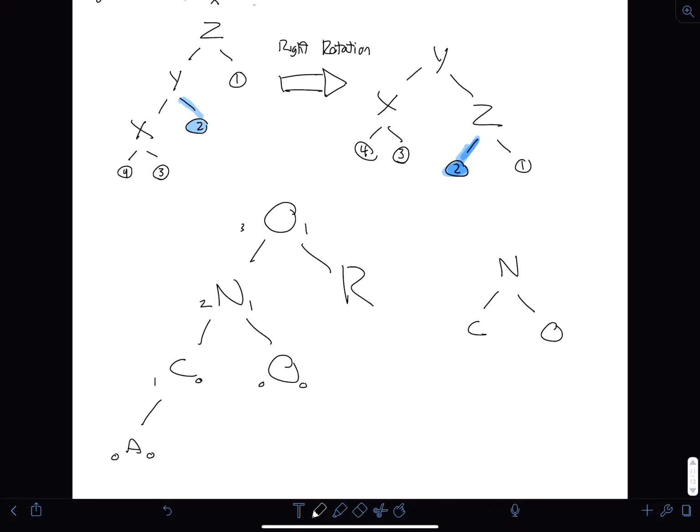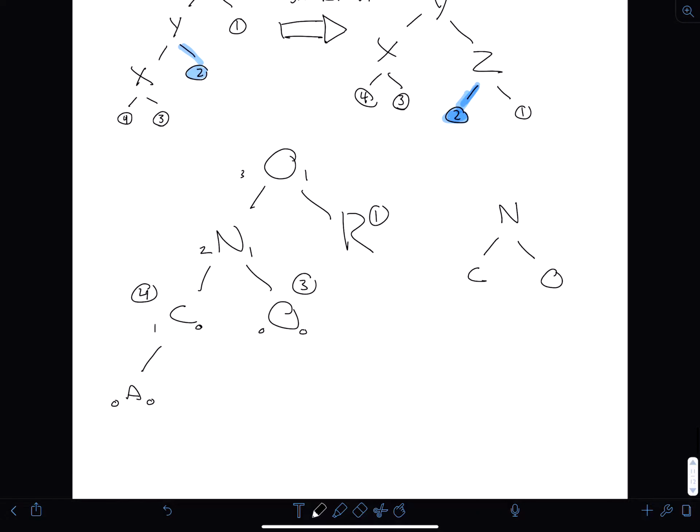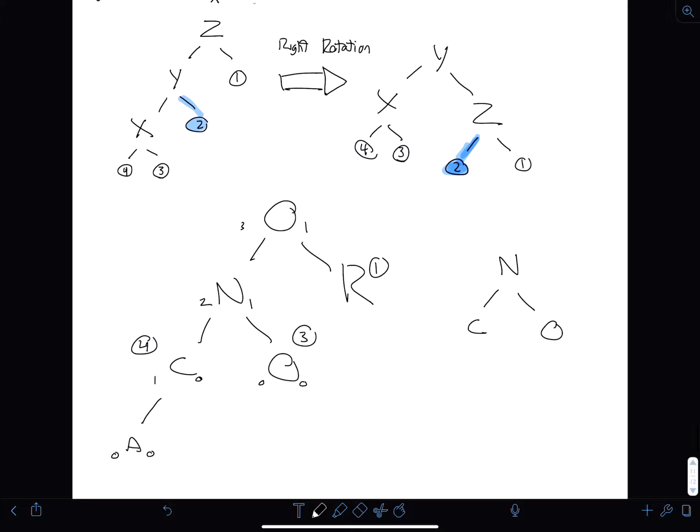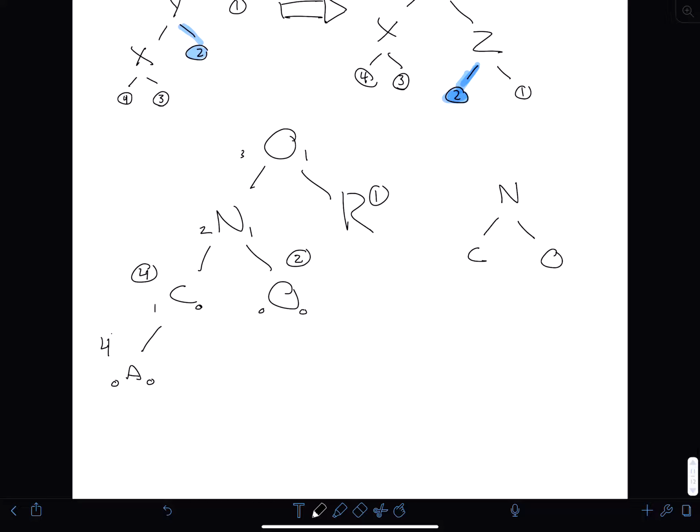Okay, let's identify which of these are the children. So this is children 4. And this is children 3. This is children 1 here. And then, oh, no. That's children 1. That's children 2 here. And then children 4 is that one. And then there's no children 3.